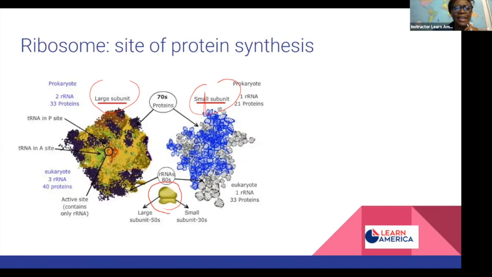is illustrated here. And so there are different sites in it. There's a transfer RNA site, P and A site that's found in it. In eukaryotes, there's 3 rRNAs, which characterize maybe 40 proteins. There's an active site found in that top portion.